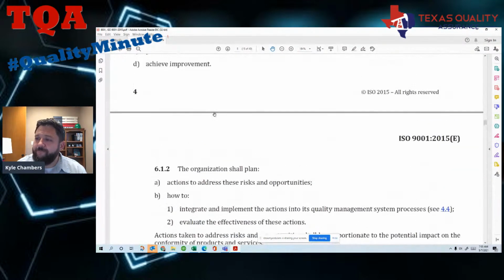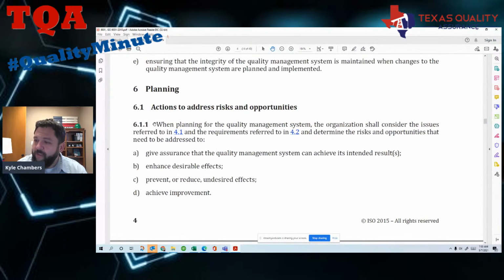All right, so let's go back up here. So the first thing that it says is we need to give assurance that the quality management system can achieve its results, enhance desirable effects, prevent or reduce undesired effects, and achieve improvement. This kind of sounds generally like our quality management system.